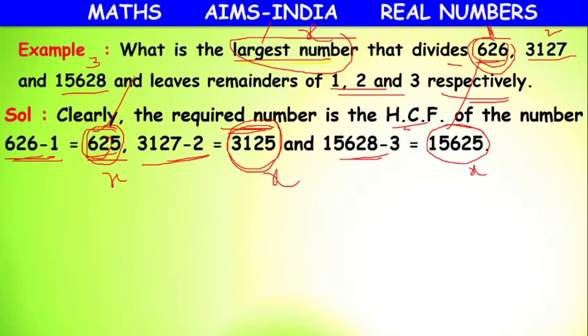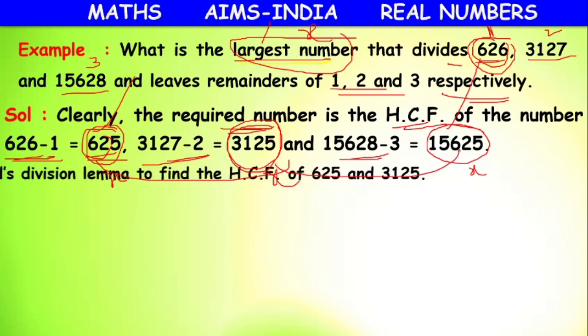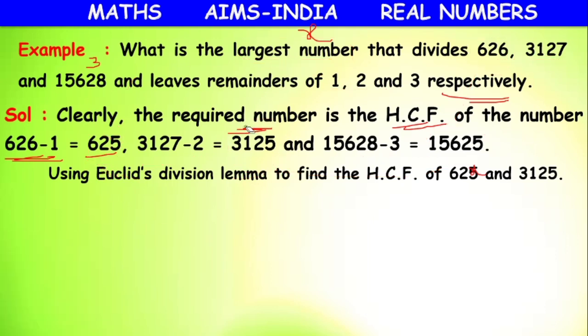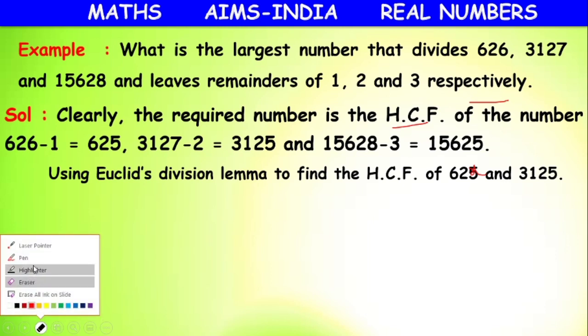How to find the largest number that divides? We have to find the HCF of 3 numbers. Which numbers? Not the given numbers. From the given numbers, these remainders we have to subtract, and for the resulting numbers we have to find the HCF. How? By using Euclid division lemma, or if 0 does not come, by using Euclid division algorithm.